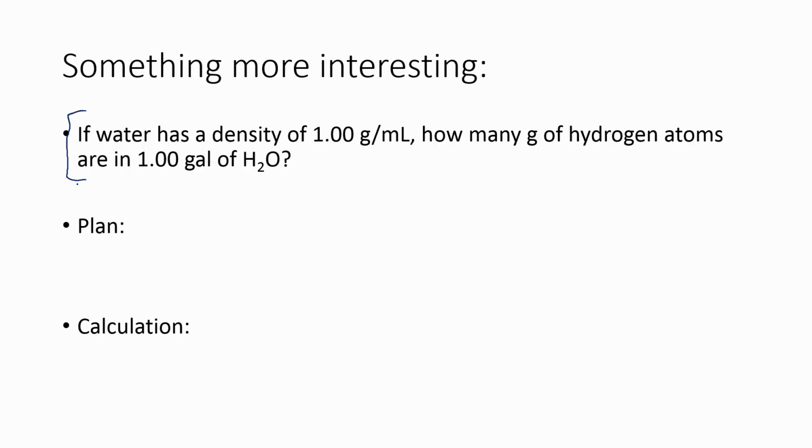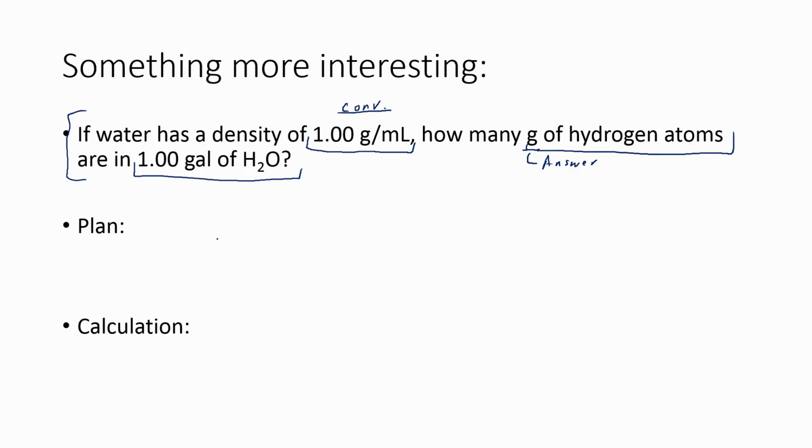So let's say we get this highly exciting set of questions here that the water has a density of 1.0 gram per milliliter. Okay, so that's a ratio. That means that will be a conversion somewhere in our problem, most likely. How many grams? Okay, so that's our answer we're looking for. Grams of hydrogen atoms, specifically, and are in 1 gallon of H2O.